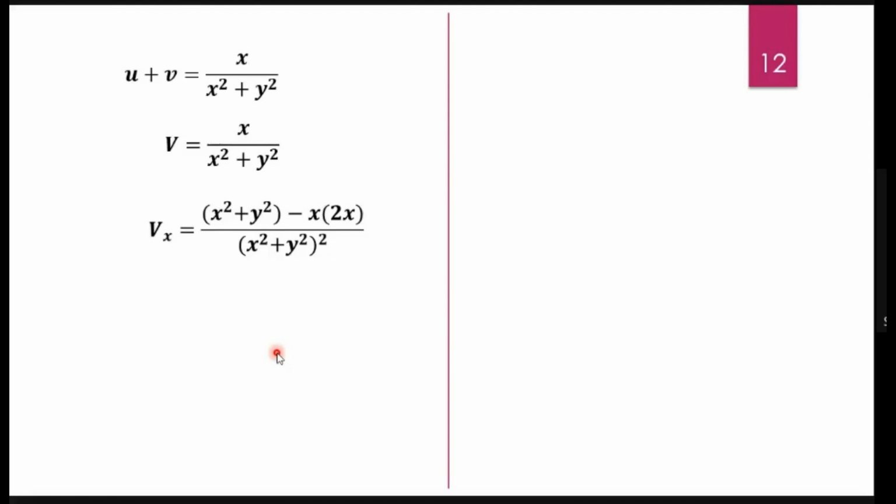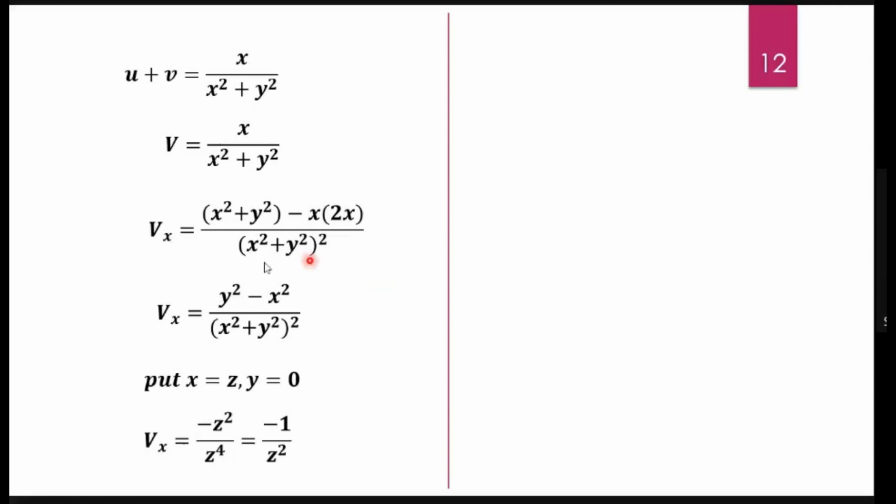Okay, let's check that. तो हमें क्या करना है? Put x is equal to z, y equal to 0. क्या simplified here? अगर नहीं भी simplify किया है तो I'll get here z square plus 0 minus 2z square. So z square minus 2z square will become minus z square. So I'll get minus z square upon denominator will be z square the whole square, which is z raised to 4. That is minus 1 upon z square. Okay. Correct. So minus 1 upon z square.